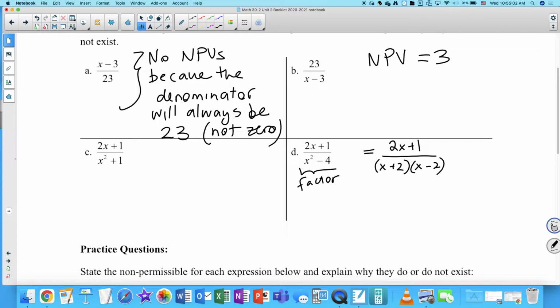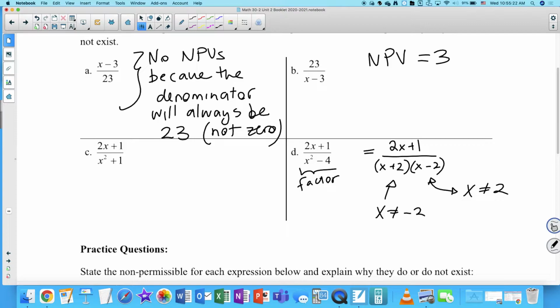So here, x cannot equal 2 because 2 minus 2 is 0. Here, x cannot equal negative 2 because negative 2 plus 2 is 0. Okay, make sense?